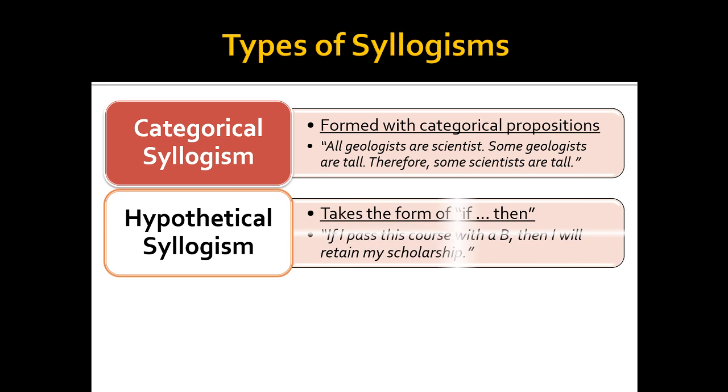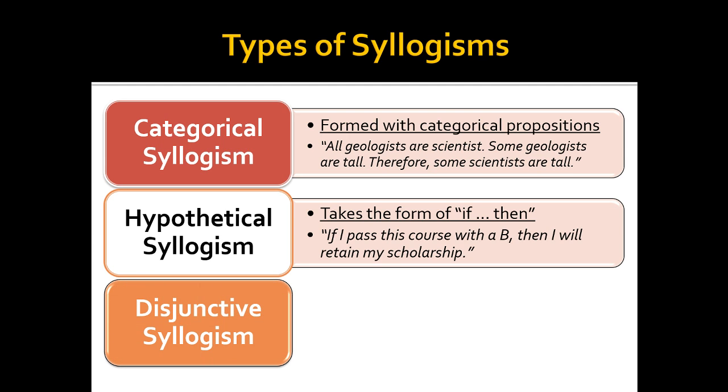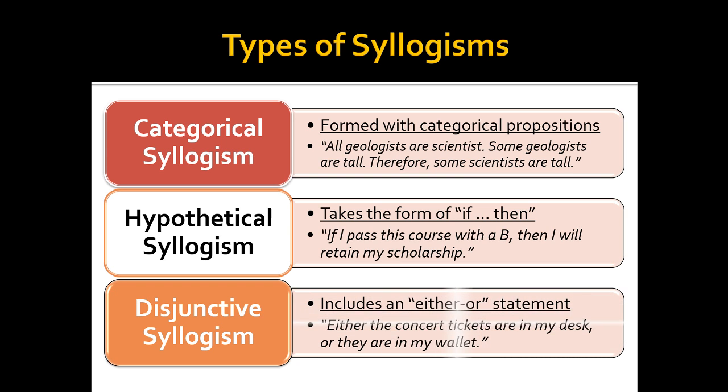A hypothetical syllogism takes the form of if-then. If I pass this course with a B, then I will retain my scholarship. The last one here is what's called the disjunctive syllogism, and includes an either-or statement. Either the concert tickets are in my desk or they are in my wallet.